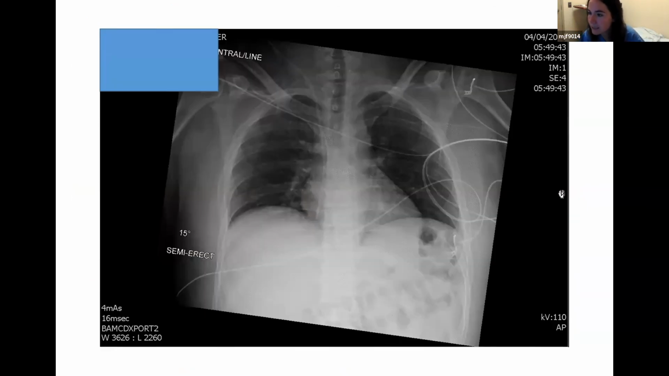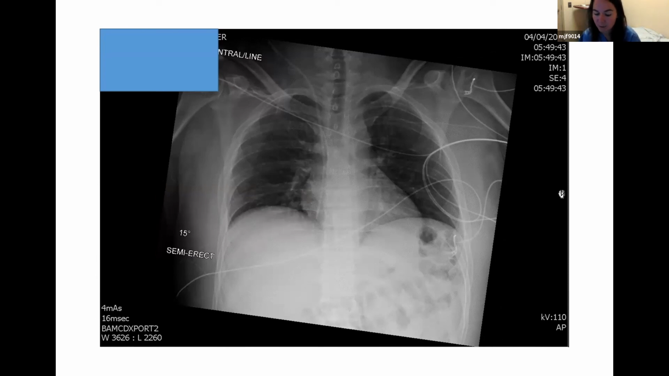So this is his admission chest x-ray, and he did okay in the OR. He got back to the ICU, his resuscitation continued, and on post-op day 1, he was doing all right, and he was doing well from a pulmonary standpoint. He had passed his SBT, and I was getting ready to extubate him.